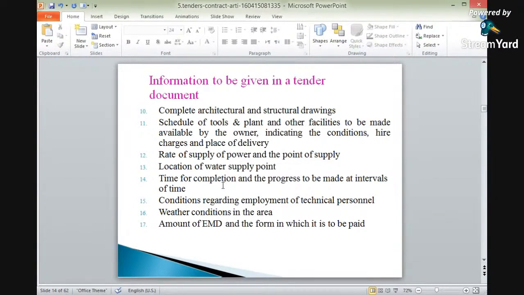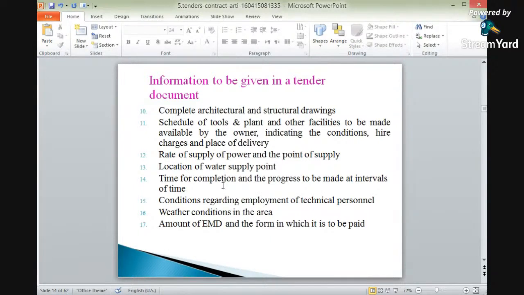Say every 3 days or every 4 days there will be a review of the progress of work, of how much is the progress of work. So first is the total time of completion, and at which stages, at what time, the progress of work will be carried out. What will be the progress of work at the particular time.